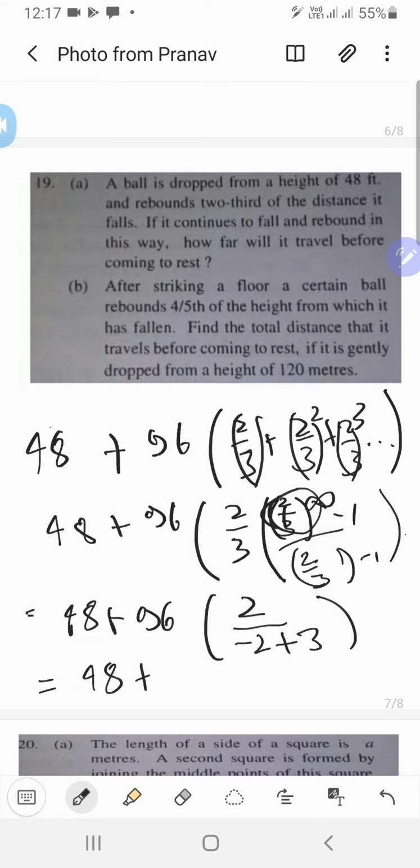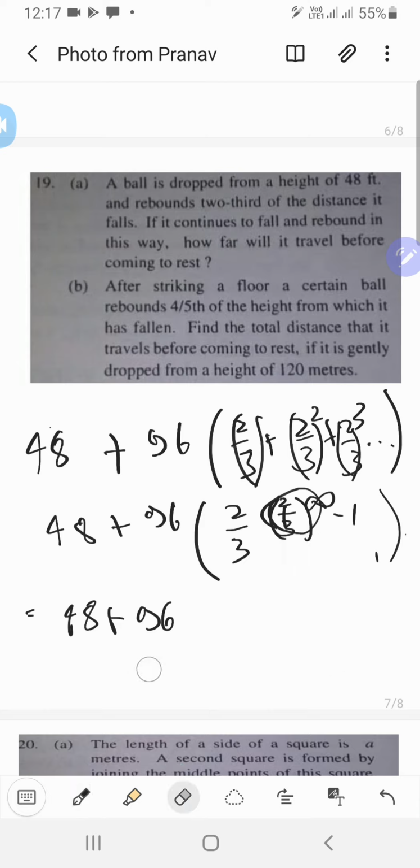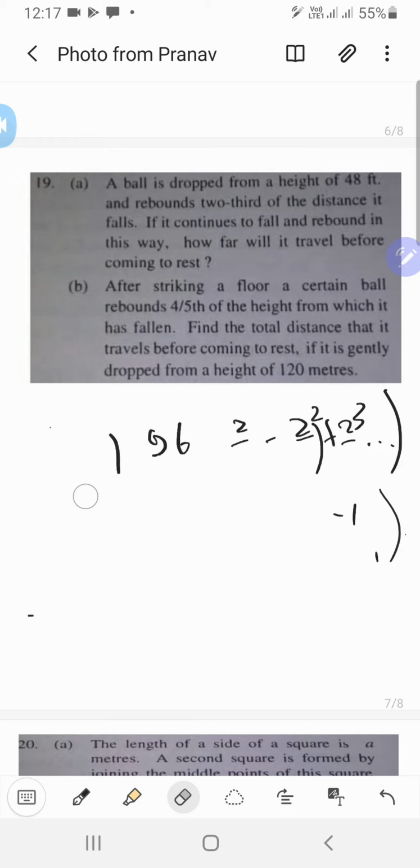So 2 times 96 is 192. So this is supposed to be 0, 1 carried on, you got 4, 1 carried on, so 240. Yep, this is supposed to travel the distance of 240 feet before it comes to a stop.